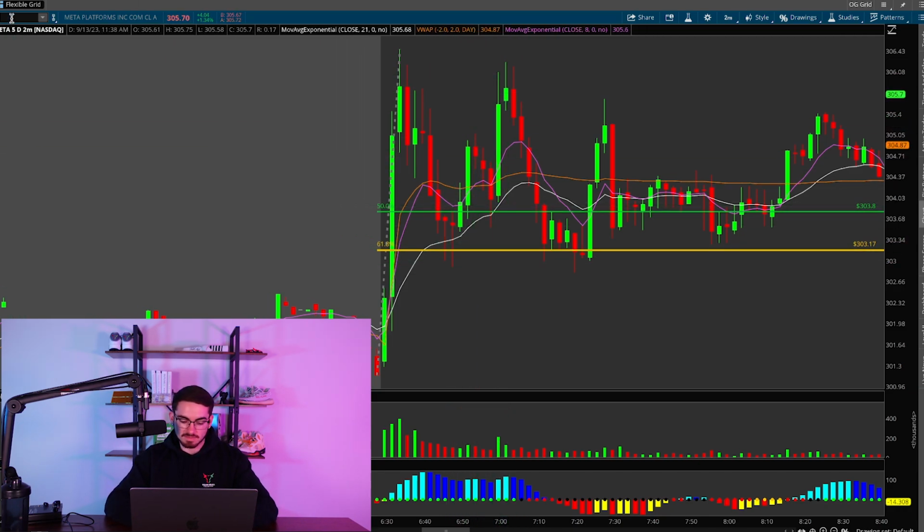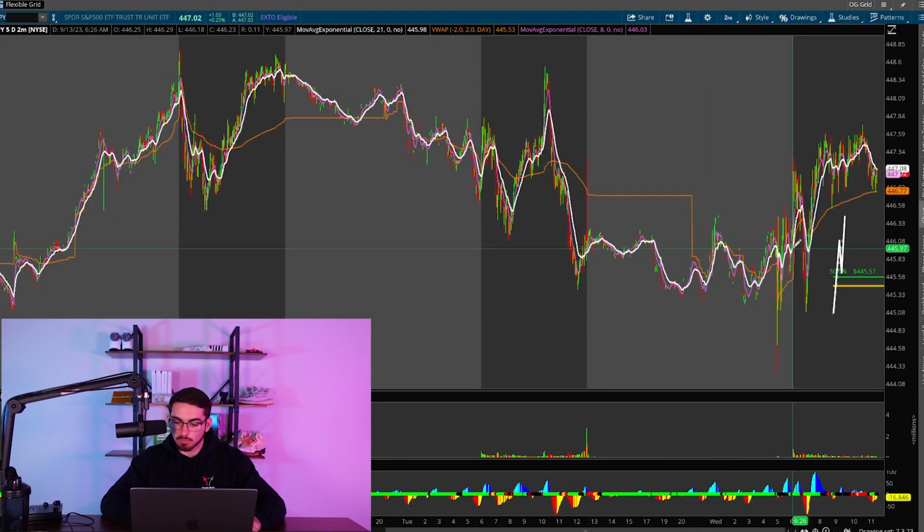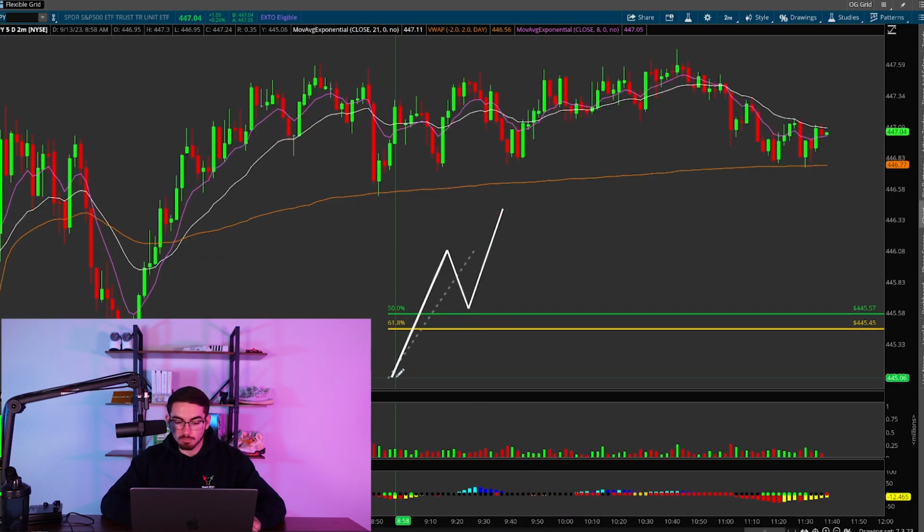So going back to the examples, all we need is a low point of an impulsive move to a high point of an impulsive move. And as price starts pulling back, we can then draw our Fibonacci retracement from low to high and watch these areas right here for a potential bounce.